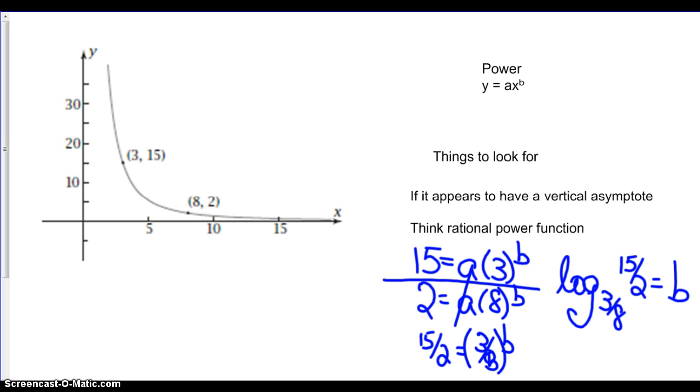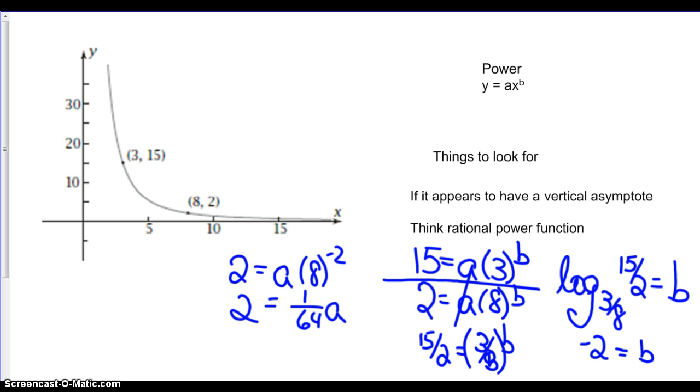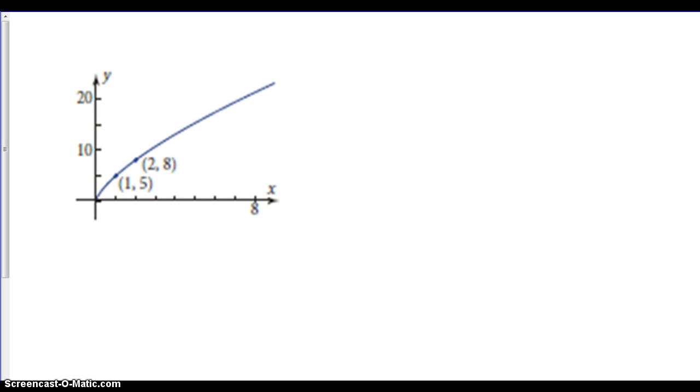Okay, so b turns out to be -2. And then you can bring that -2 right there. You're going to have 1/64 a equals 2. And then just divide over, and you will get 143.296x to the -2. I have one more for you to try here.